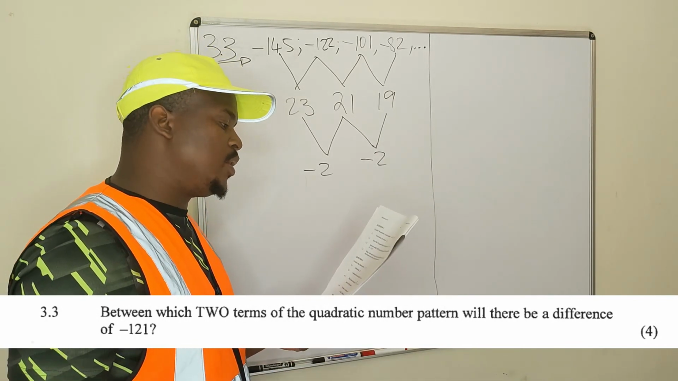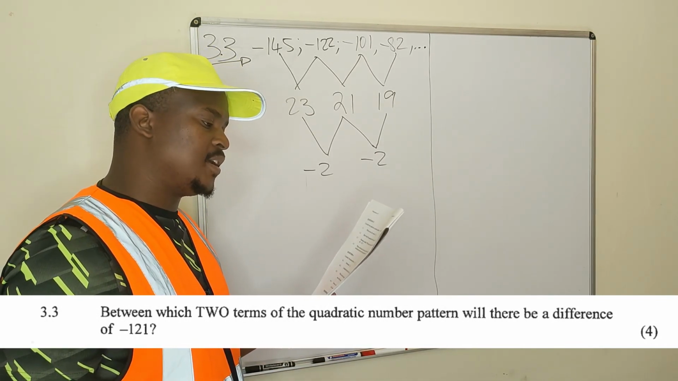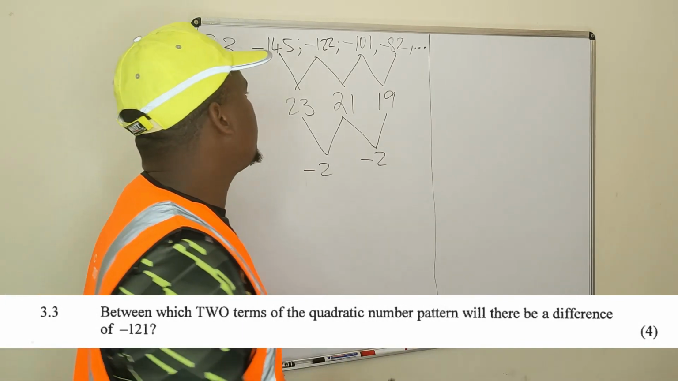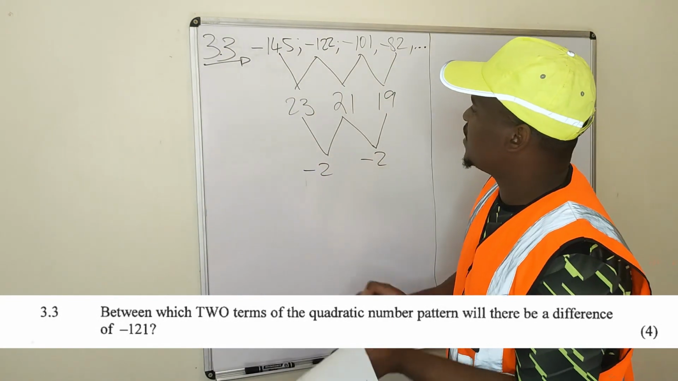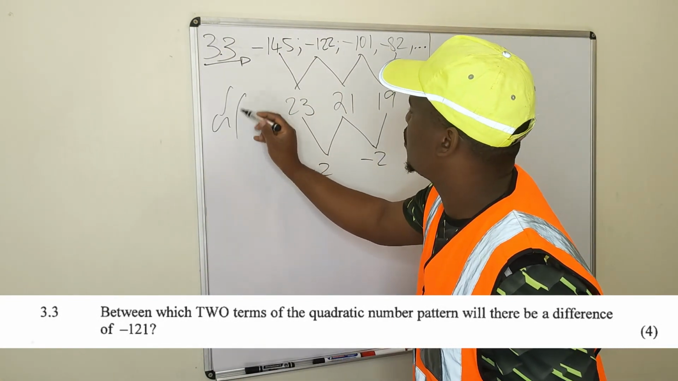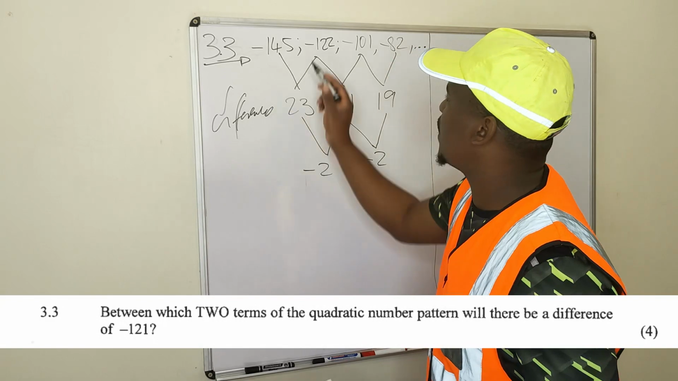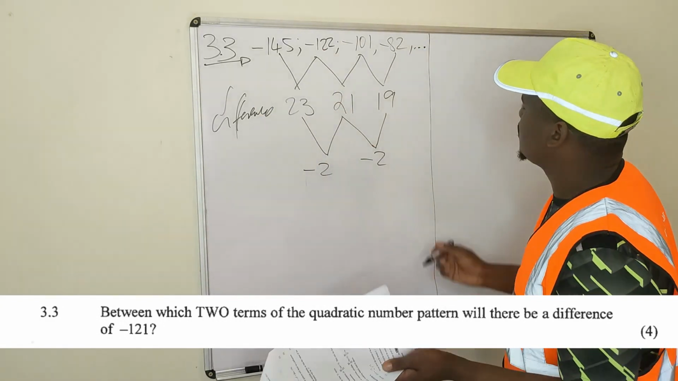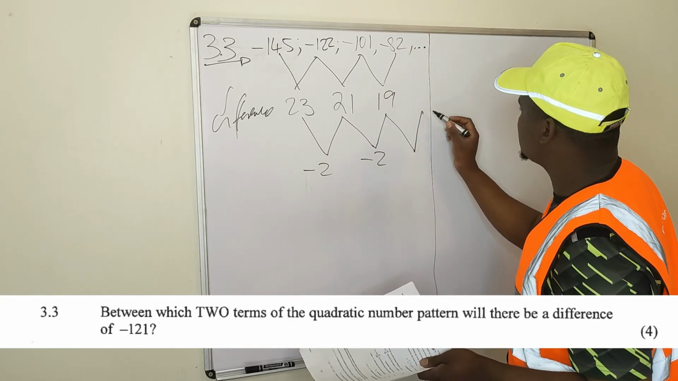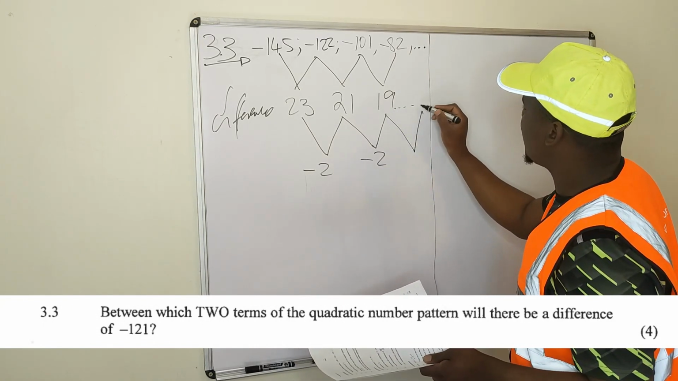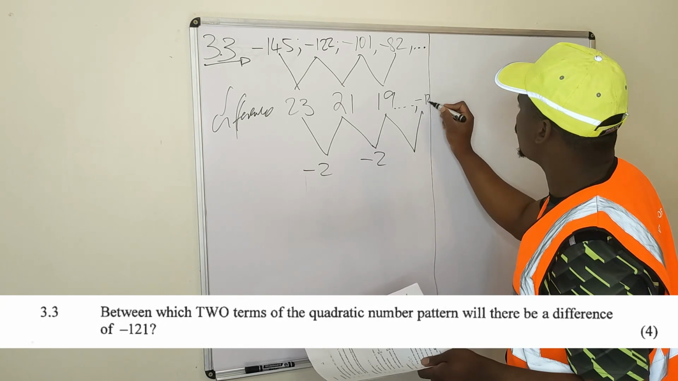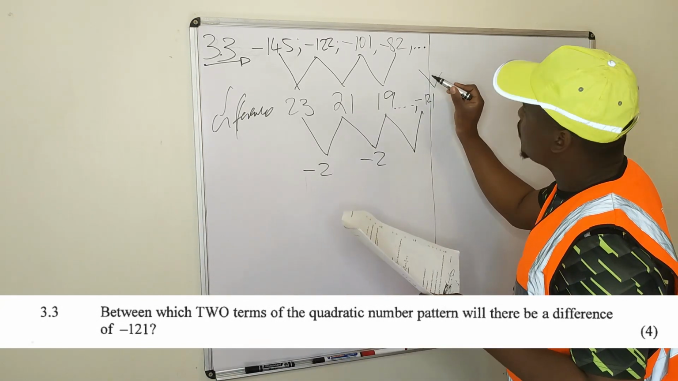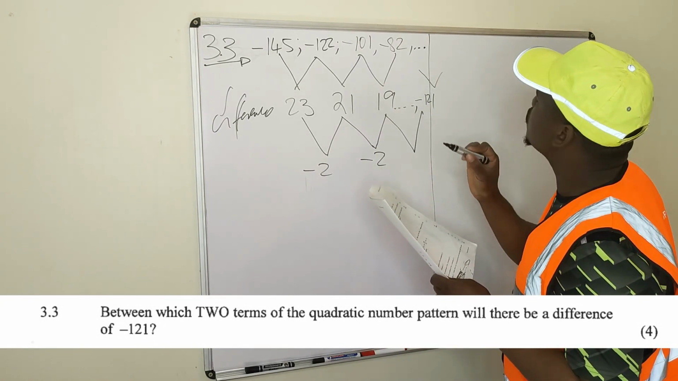They are asking between which two terms of the quadratic pattern there will be a difference of minus 121. So, if you see, this is the difference of the quadratic pattern. This thing decreases, right? So, somewhere down the line, there will be a difference of minus 121. So they want the two terms. They're asking between which two terms.